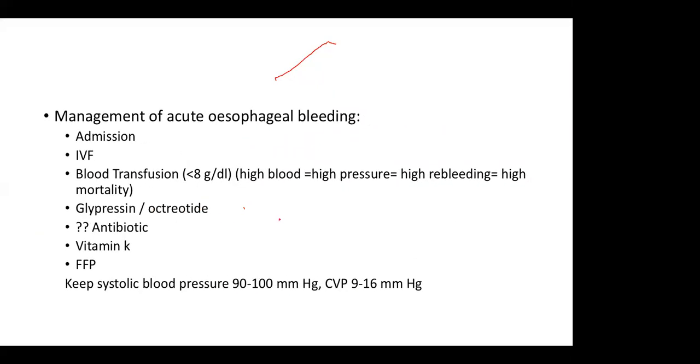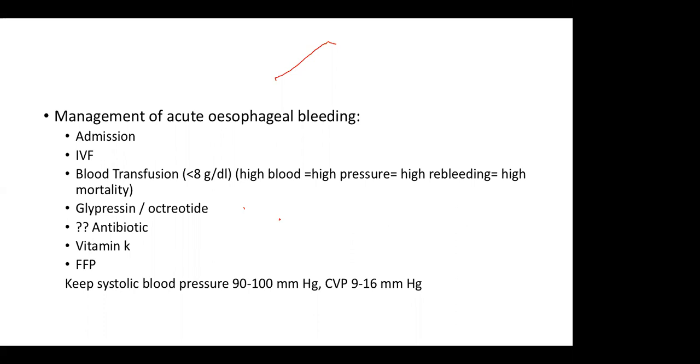The management for those patients with acute esophageal bleeding starts with admission, IV fluid, and blood transfusion. Usually in our institute, blood transfusion is not given until hemoglobin is less than 8 or 7.5 grams, because the theory is that high blood volume is associated with high pressure, high rebleeding, and high mortality. All patients receive glypressin if there is no contraindication, usually with a bolus dose of 2 milligrams, followed by 1 milligram every 4 to 6 hours.